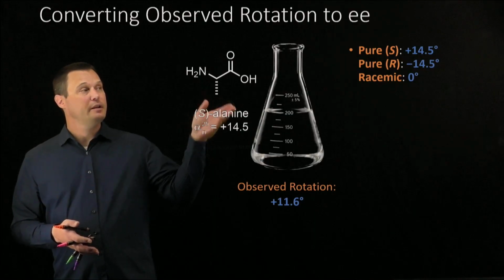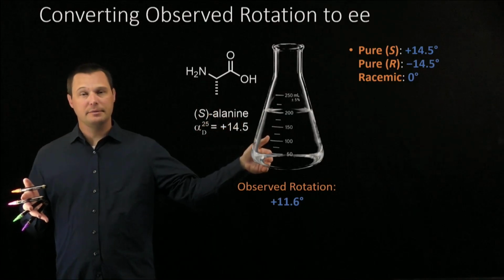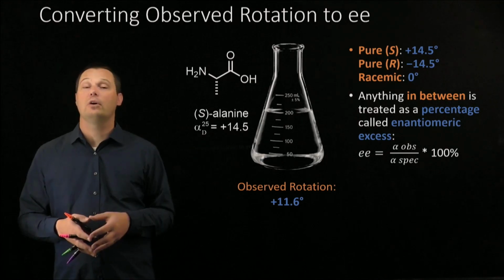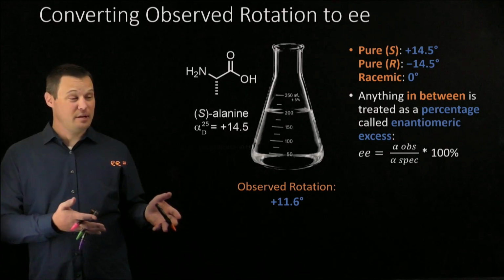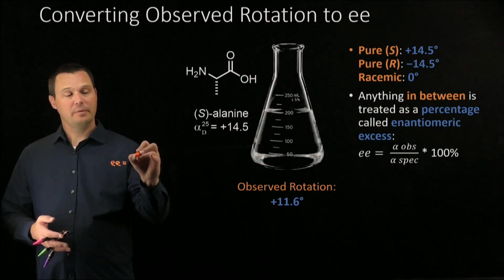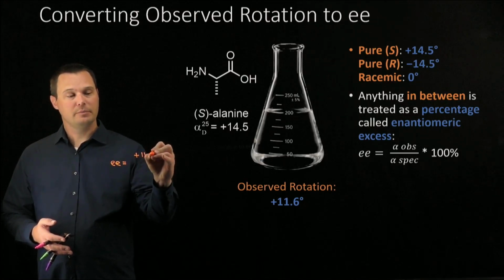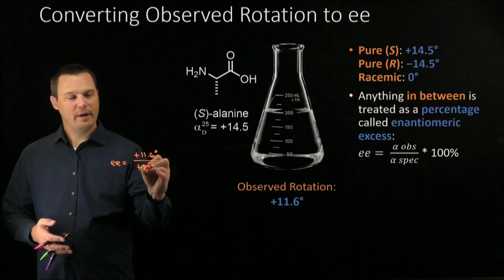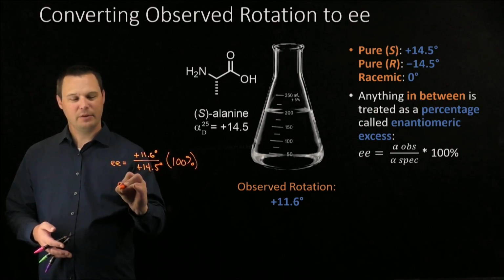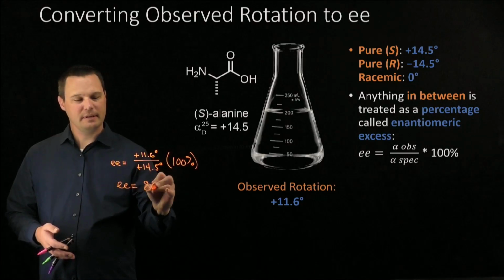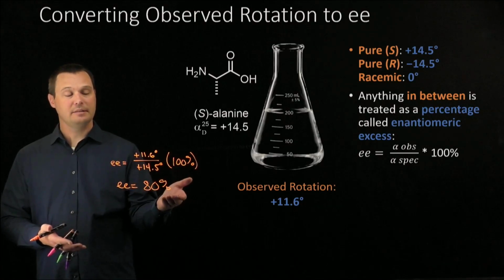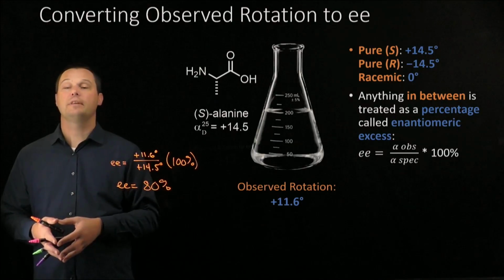If positive and negative 14.5 are the extremes, any observed rotation in between is treated as a percentage that we call the enantiomeric excess. For this example, we could almost treat it like percent yield. The enantiomeric excess will be the actual rotation that we observe divided by the theoretical rotation we expected times 100%. For this molecule, then, the enantiomeric excess is 80%. And because our observed rotation was positive, this is an enantiomeric excess of 80% biased toward the S enantiomer.